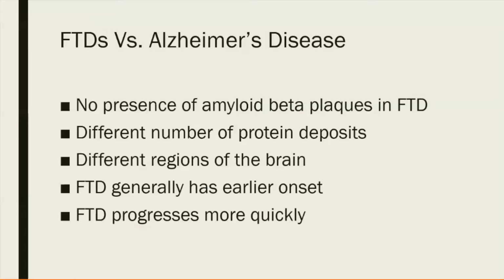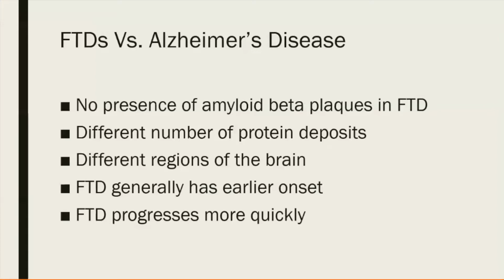Okay, in FTD, it's affecting different regions of the brain. We mentioned earlier that Alzheimer's disease starts in the hippocampus, but FTD is a little bit more widespread because it not only affects the temporal, but the frontal lobes. FTD generally has an earlier onset. It can be as early as age 20, but generally the disease presents itself in people's 40s to 60s.